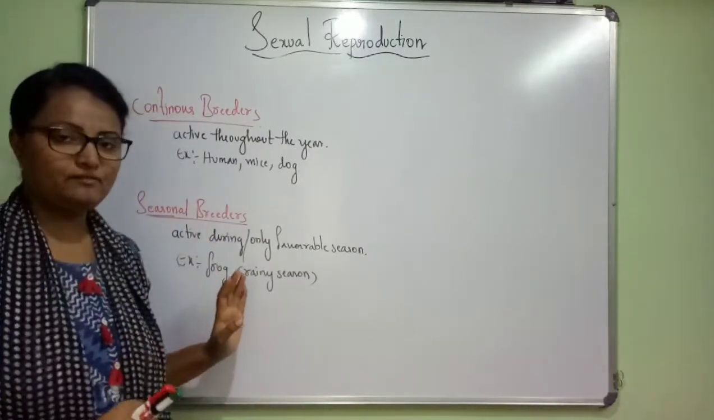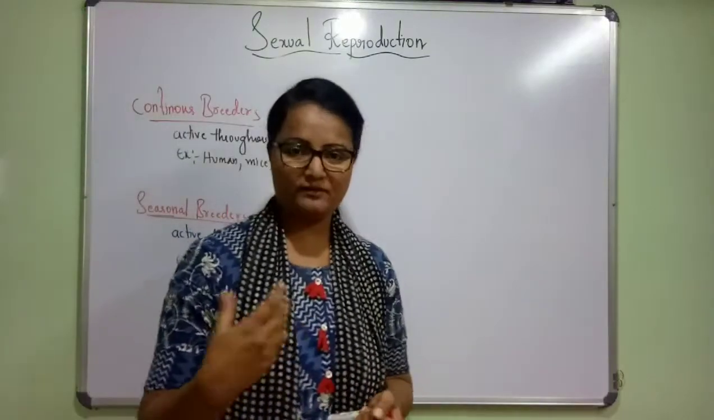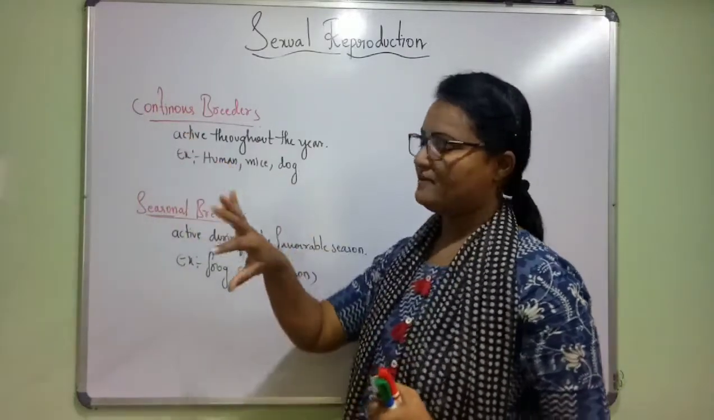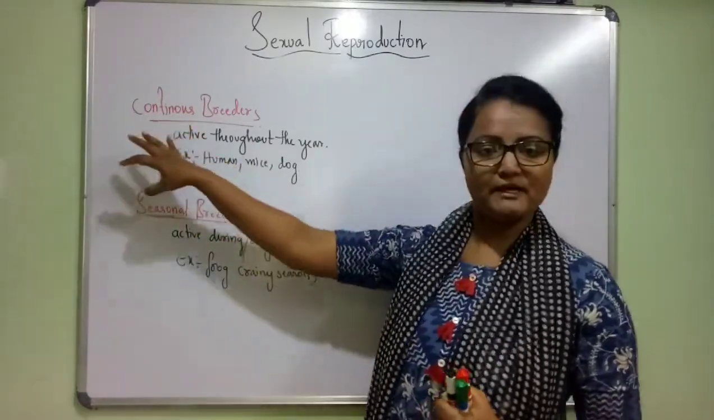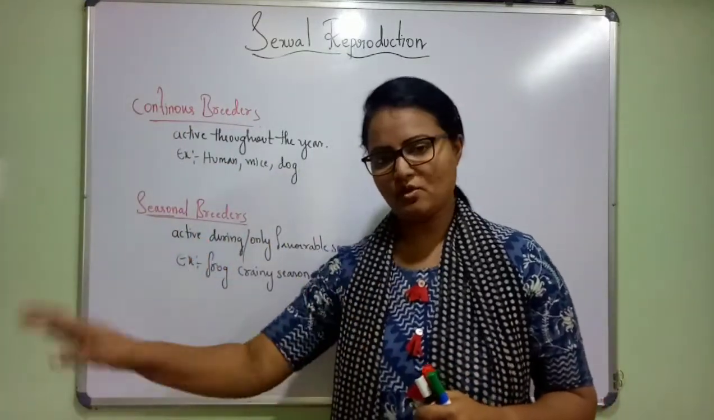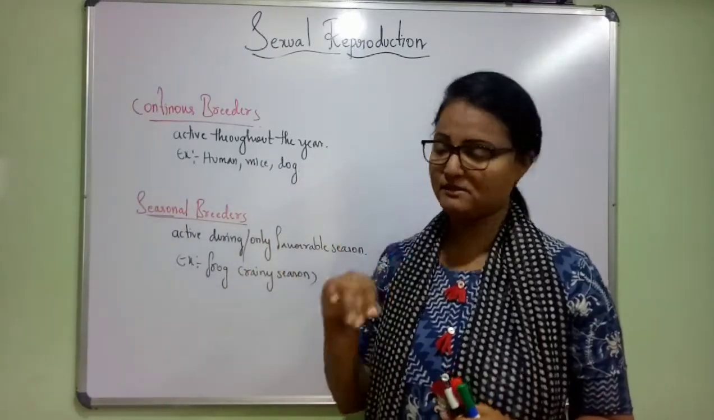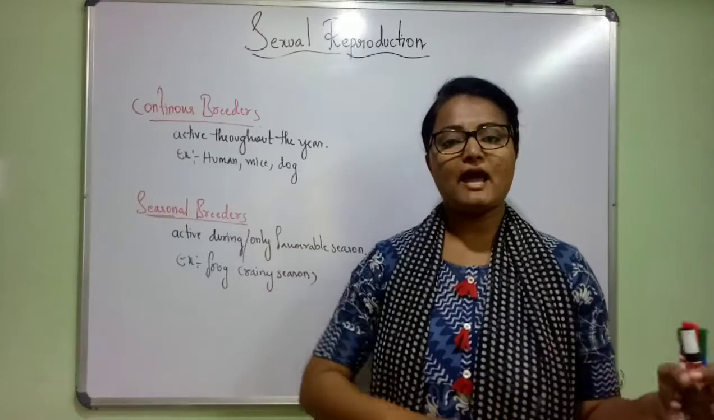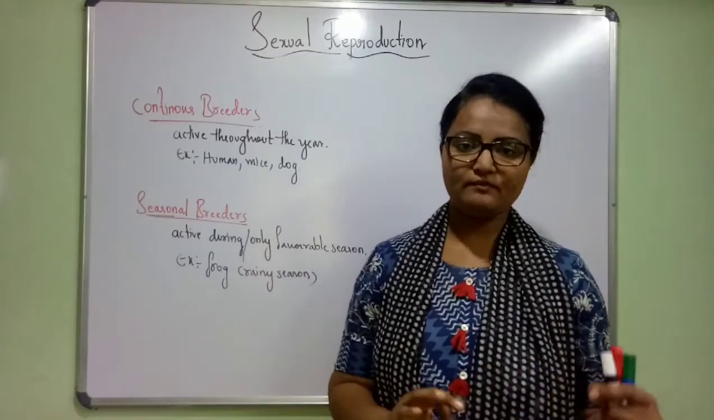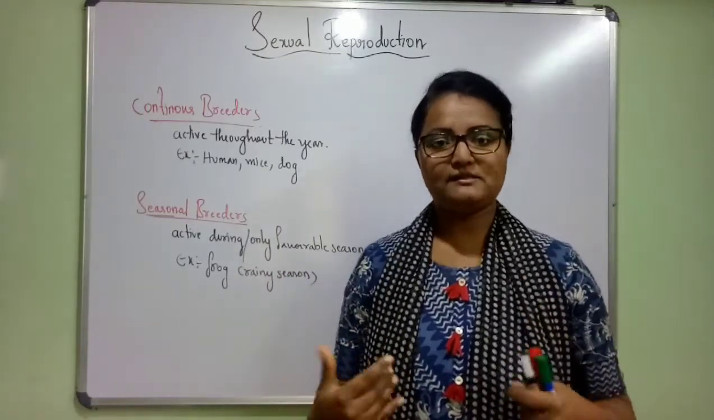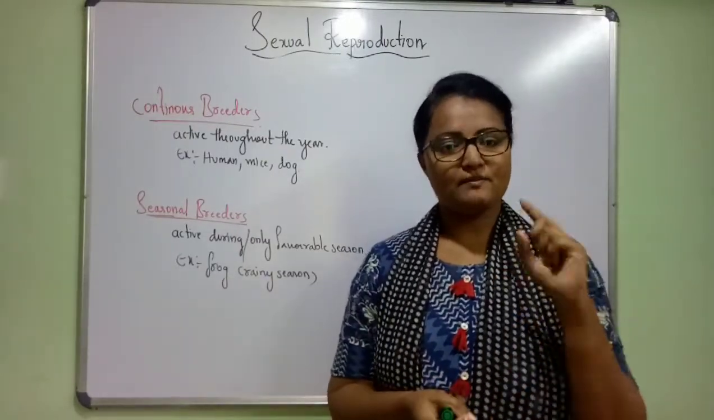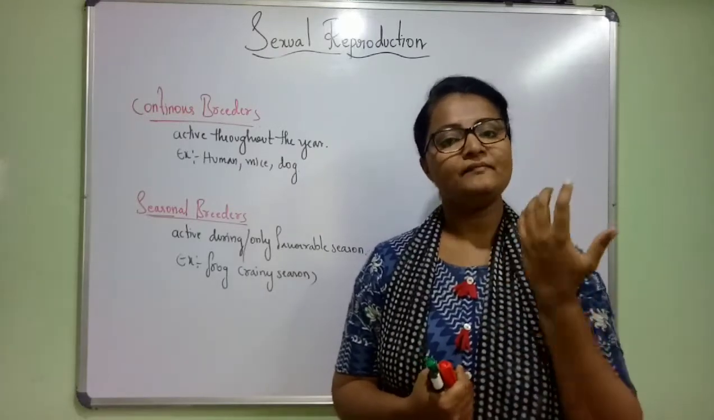So based on the variability in the reproductive phase, the animals are classified into continuous breeders and seasonal breeders. Continuous breeders are active throughout the year. They can breed throughout their lifetime, meaning throughout the year. Hence they are continuous breeders. Whereas seasonal breeders are active only during the season which is favorable for them. They get activated and start breeding. For example, during the rainy season, frogs become active, start breeding and start laying eggs.